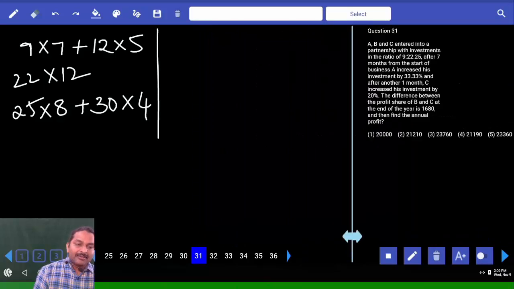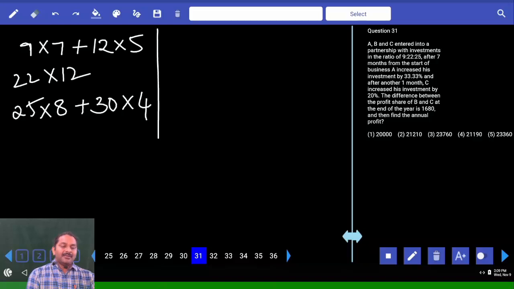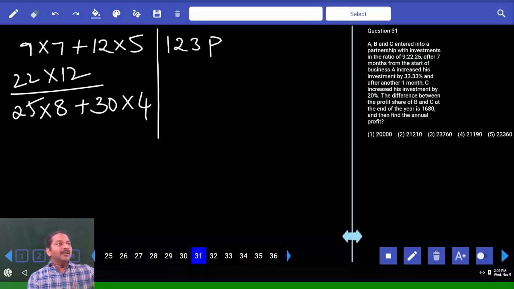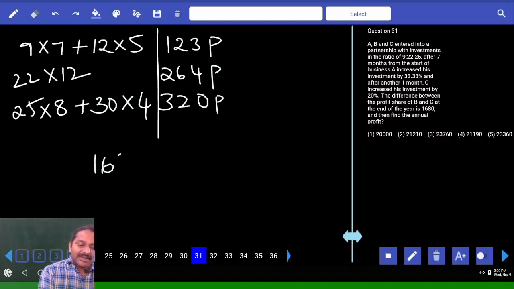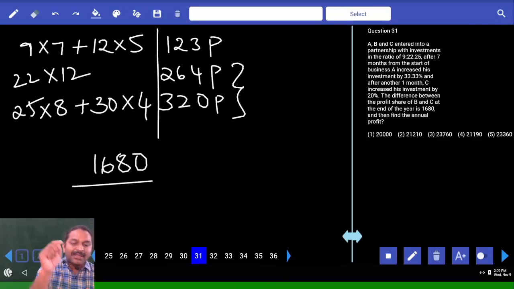So we don't have cancellations. Let's calculate. How much is this? 63 plus 60, how much? 123. How much is this? 22 times 10 plus 2 times, 220 plus 44, 264 parts. How much? 200, 120, 320. We were given 1680, which is the difference between B and C's share.